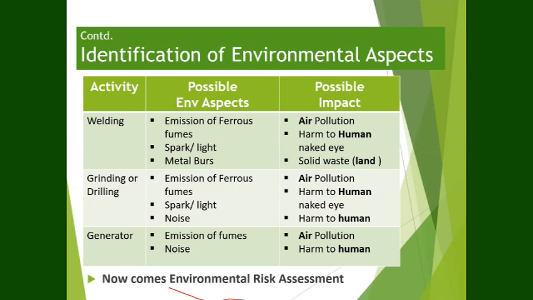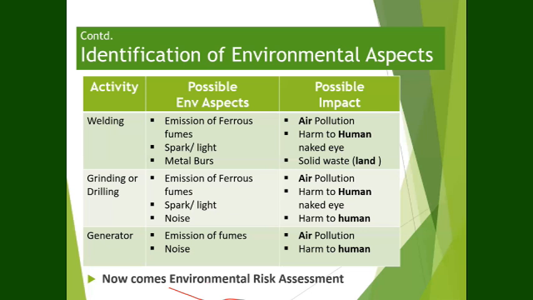Environmental aspect, emission of ferrous fumes. When you are doing welding, you have ferrous fumes, you have spark, you have metal bursts. And what is the impact of these emissions? Air pollution. Your air is polluted. The spark, this is harmful for the human naked eye. Metal bursts, solid waste. Your land, your floor is contaminated with the metal bursts, right? So these are the three impacts, and the aspects of this activity are given here.